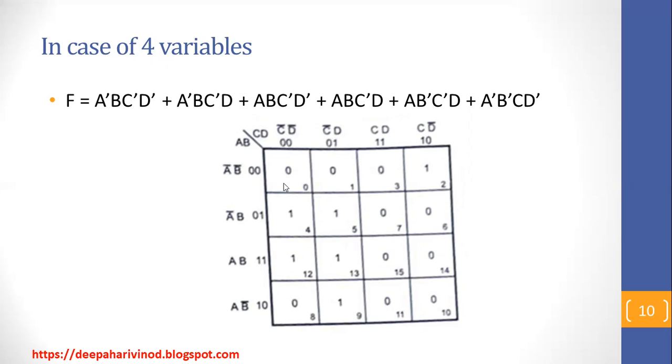In that way we can group. A bar B represents the second row. Next is C bar D. C bar D means the second column. Next is AB. AB means it will be the third row, and C bar D bar means it will be the first column. So this one, AB, C bar D. C bar D means this one.